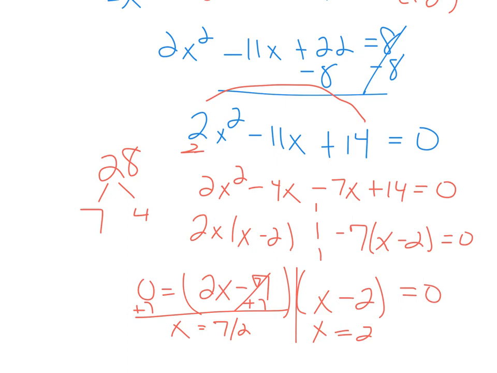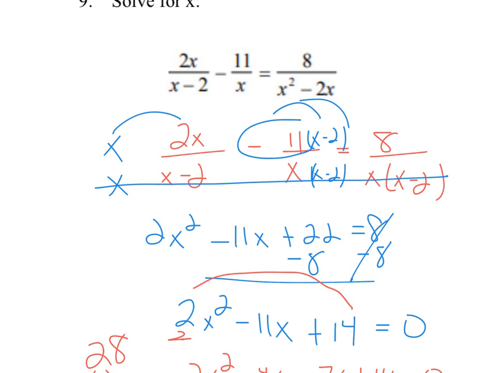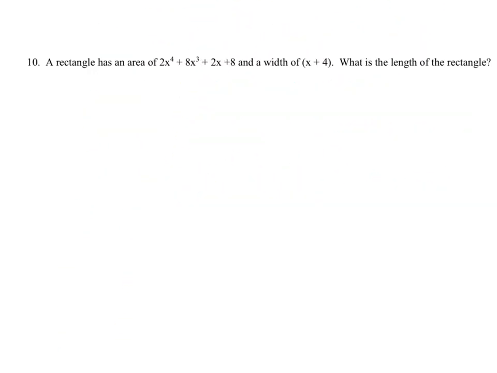Okay, I'm going to reject 2 because when I check it, I notice that this guy here has an x minus 2. And if you plug in 2, 2 minus 2 is 0 on the denominator. And when the denominator becomes 0, it's undefined. So we only have the answer of 7 over 2.